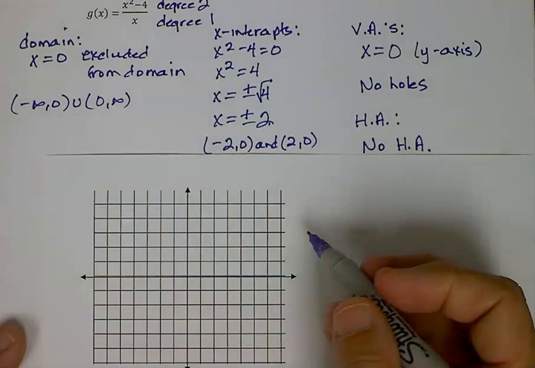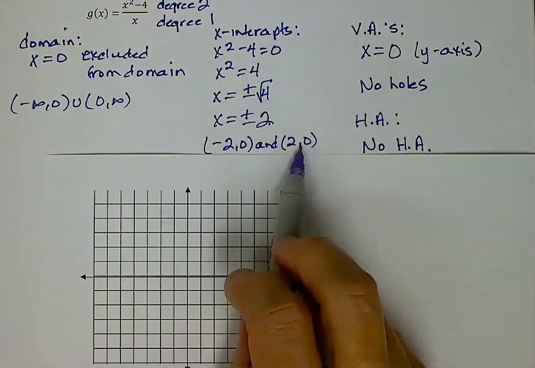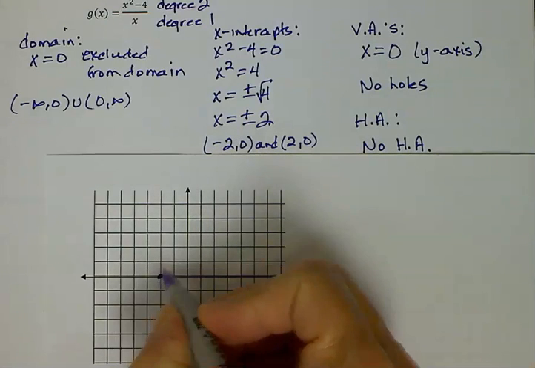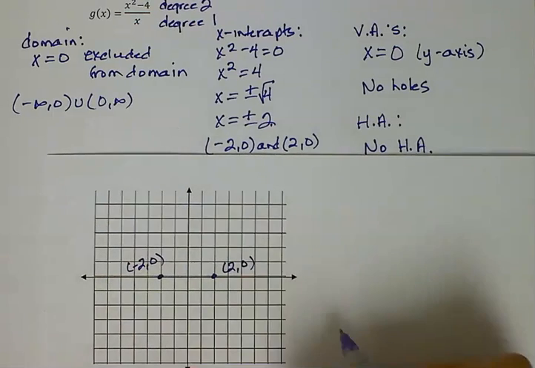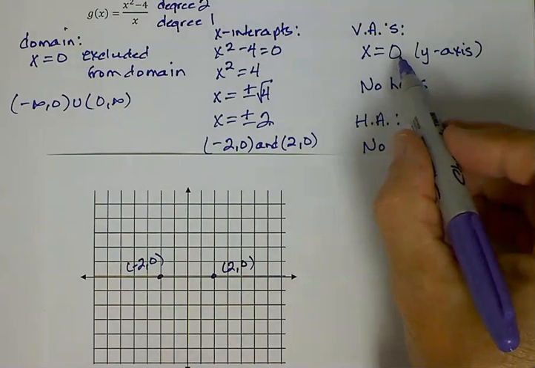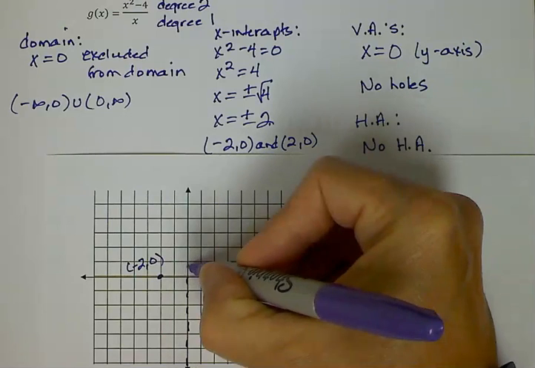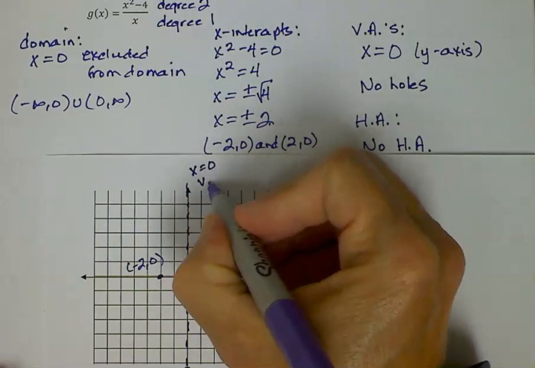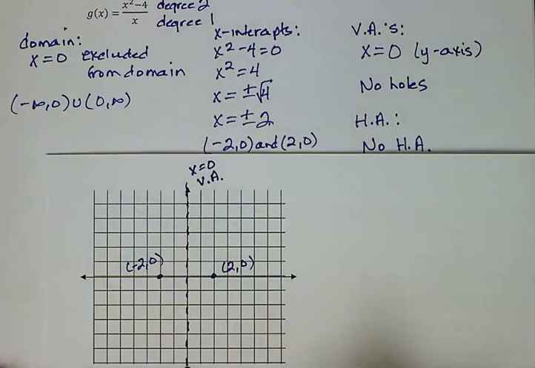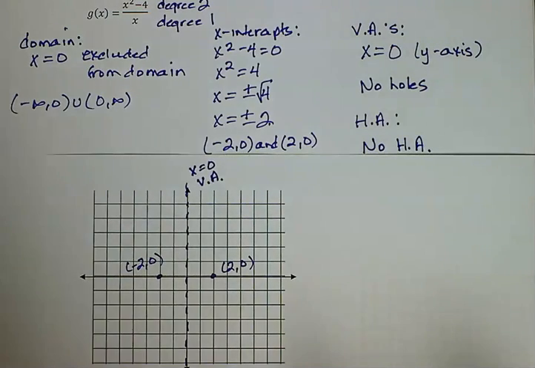Before I start graphing this with my calculator, I'm going to add to my sketch everything that I just found. I'm going to add my 2 x-intercepts. These are 2 points that I can plot. I have negative 2, 0 and positive 2, 0. And I also have a vertical asymptote. That's the y-axis, so I'm going to draw a dotted line over the top of the y-axis. And I'm going to label it so that I know that's a vertical asymptote. There's no horizontal asymptote, so I'm not going to have a dotted horizontal line in here anywhere.